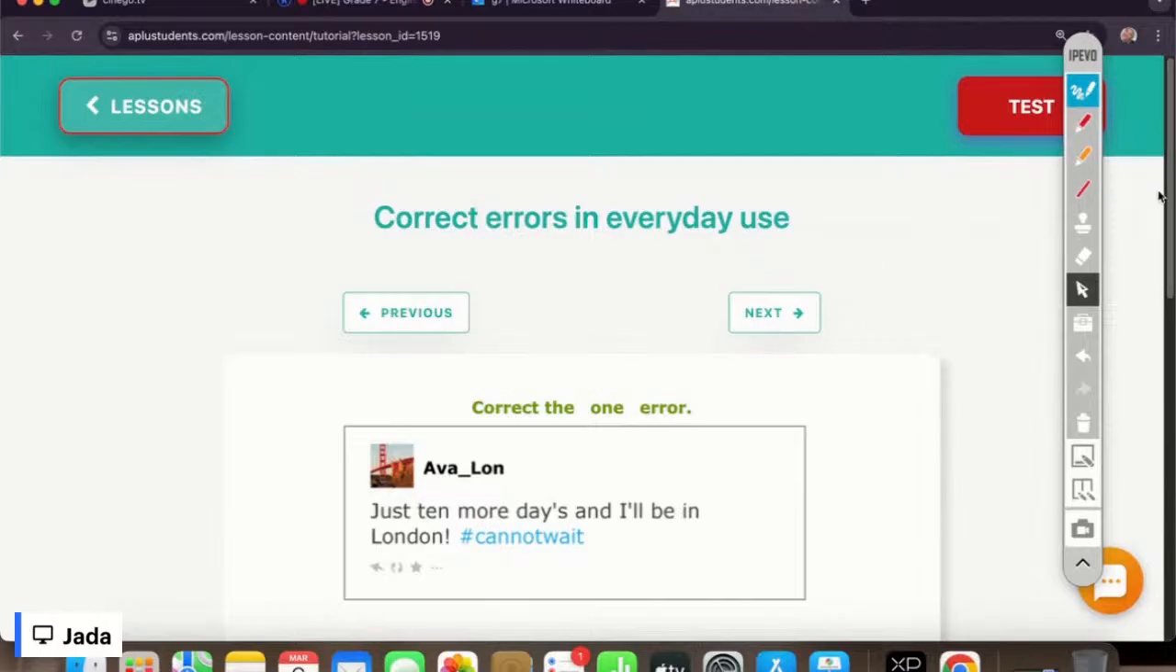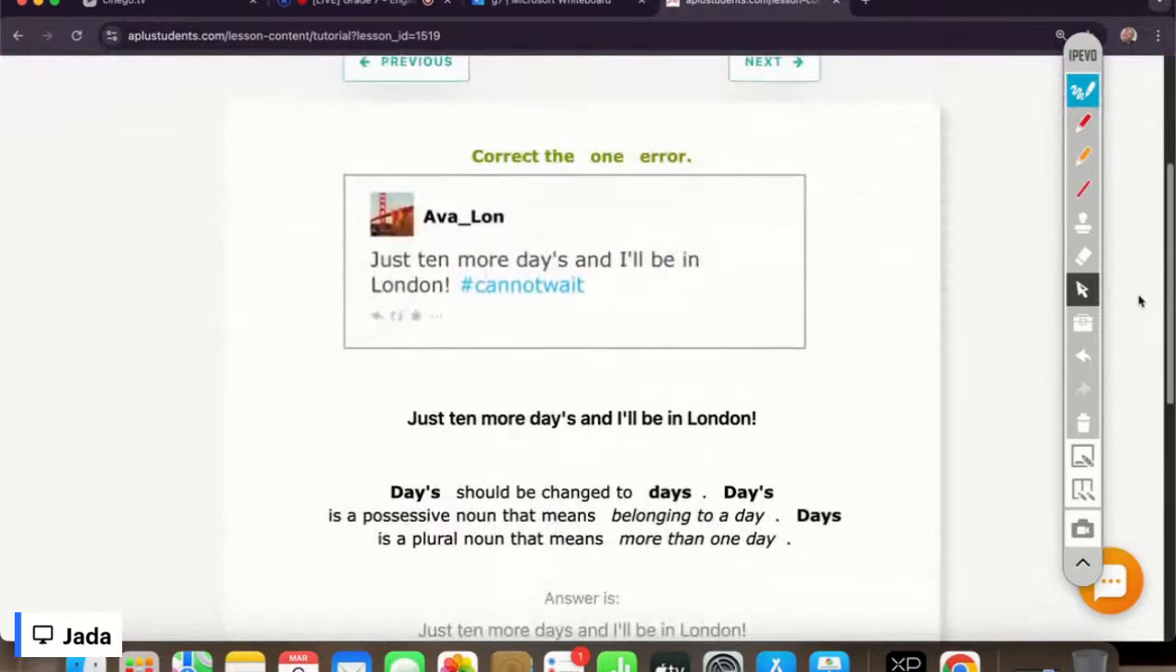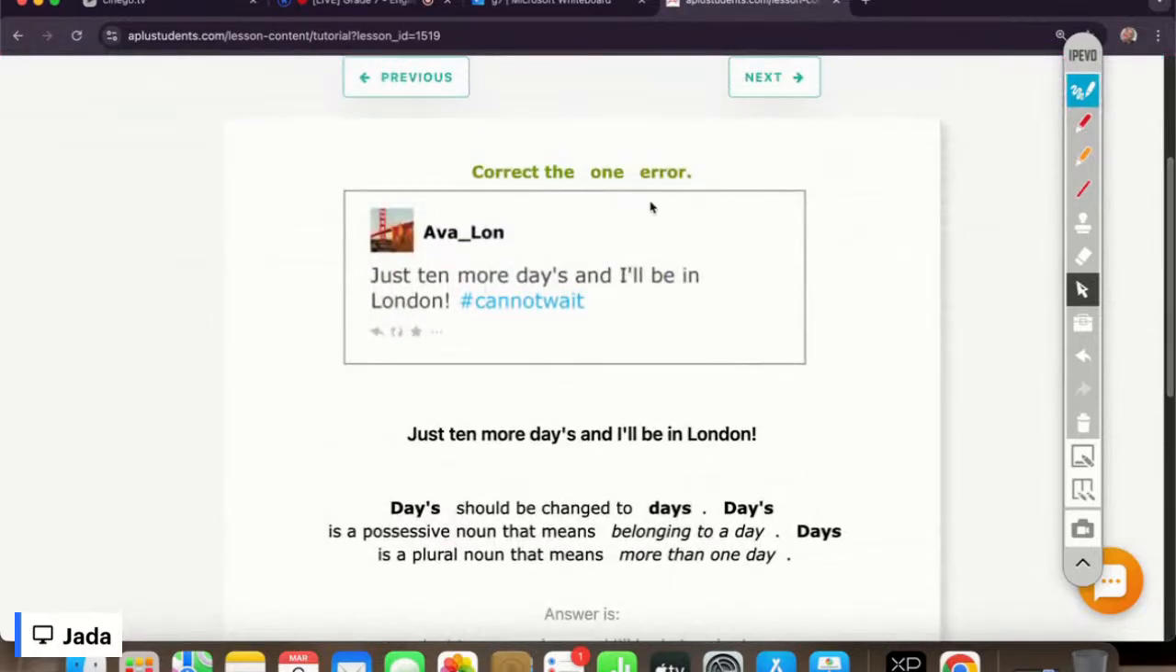So we have correct errors in everyday use. So we have here correct the one error. Just 10 more days and I will be in London. Now, days here should be changed to days. Okay? Days is a possessive noun that means belonging to a day. Days is a plural noun that means more than one day. So you cannot say days in a possessive form. It is totally wrong.